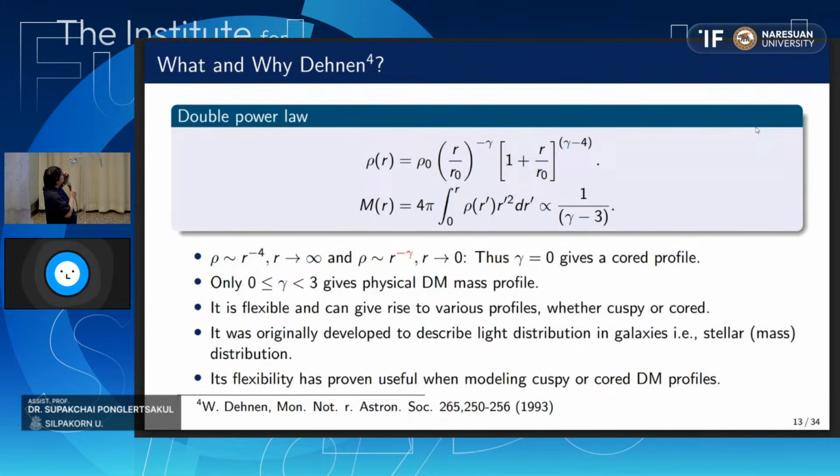I just wonder why the mass does not depend on r. Oh, it should depend on r, but I forgot to put it here. Anyway, the mass will diverge when you set gamma to 3.